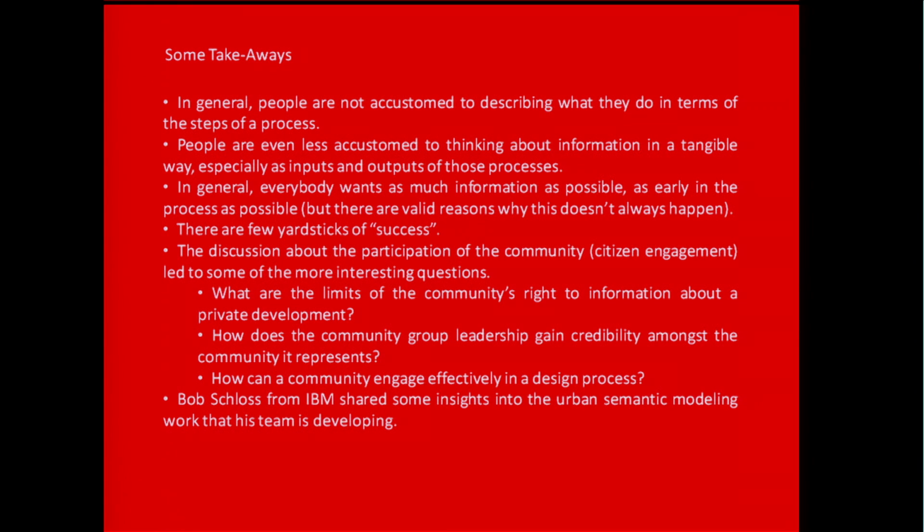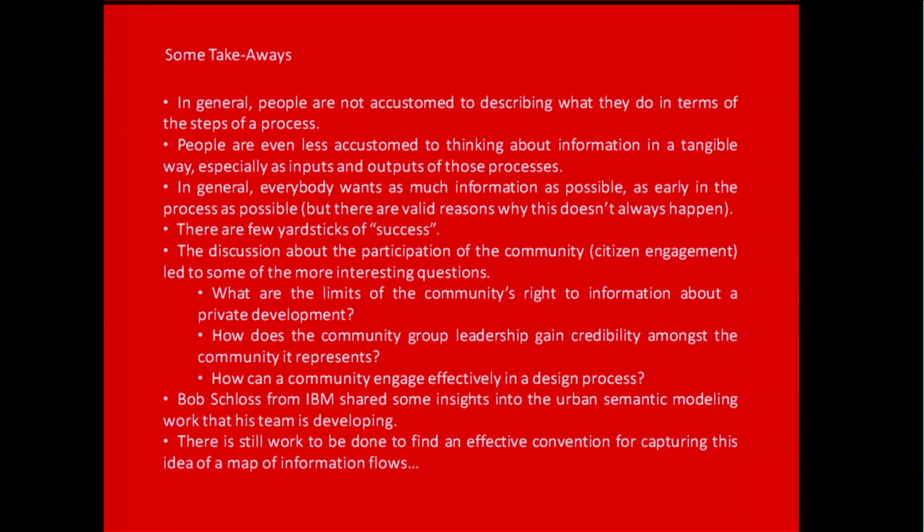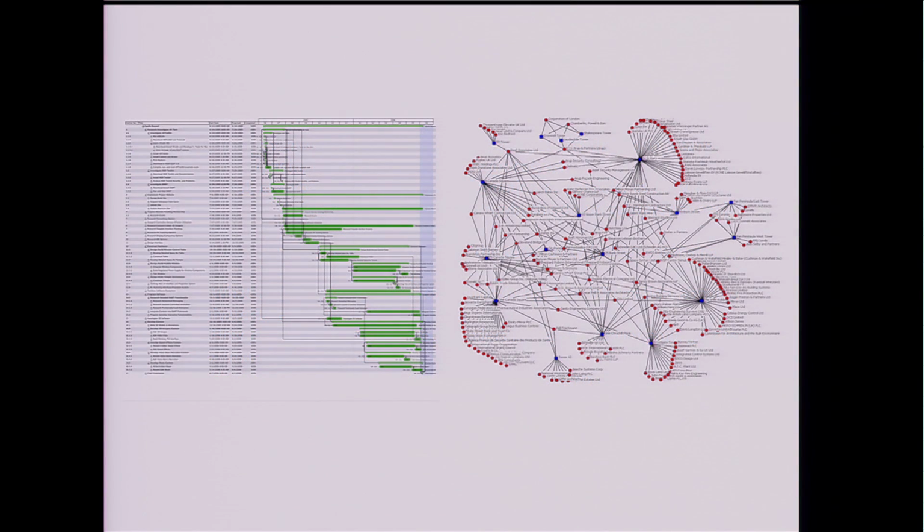And then at lunchtime, we had a great presentation from Bob Schloss at IBM about some modeling work that his team is working on, which, from the presentation anyway, appears to look at a very deep level at this idea of information transactions and capturing that in a model. And then obviously there's still work to be done in terms of trying to find a convention, a graphical convention, for communicating these ideas. I think it falls somewhere in between these two realms.